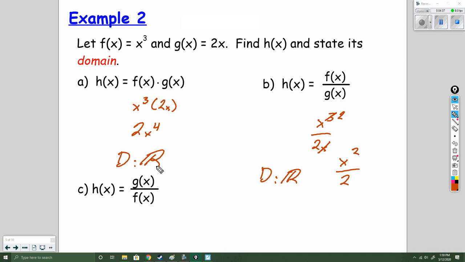And then in part C, we have g of x in the numerator, f of x in the denominator, and once again, we have a common factor that can be canceled out. And that would simplify this to 2 over x squared. And now there is an x value for which the domain is 0. If we set the denominator equal to 0 and solve, we would get x equals 0. So the domain is all the real numbers except x cannot be 0. And that's one way that we could write that.